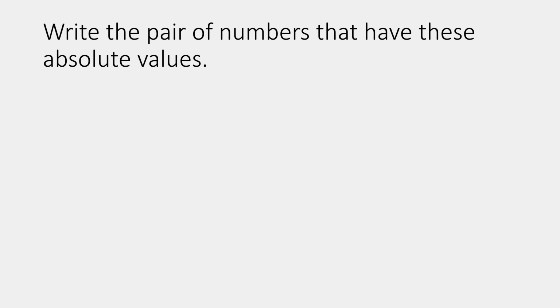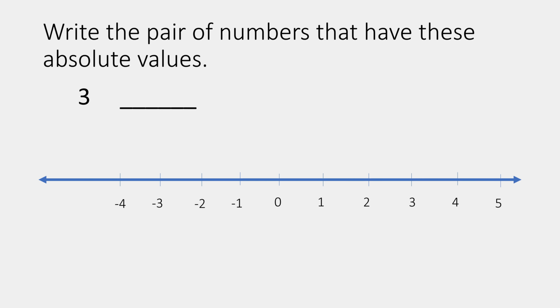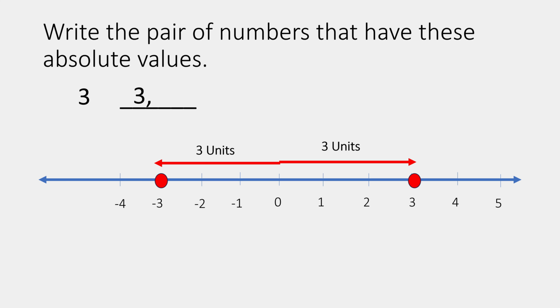Another math problem that you might have in Algebra 1 is to write the pair of numbers that have these absolute values. So we have the number 3. Let's get a number line. From 0 to 3, we move 3 spaces. So the absolute value is 3. We could also move 3 spaces to the left to -3, and -3 also has an absolute value of 3. So which pair of numbers for 3? The answer will be 3 and -3.